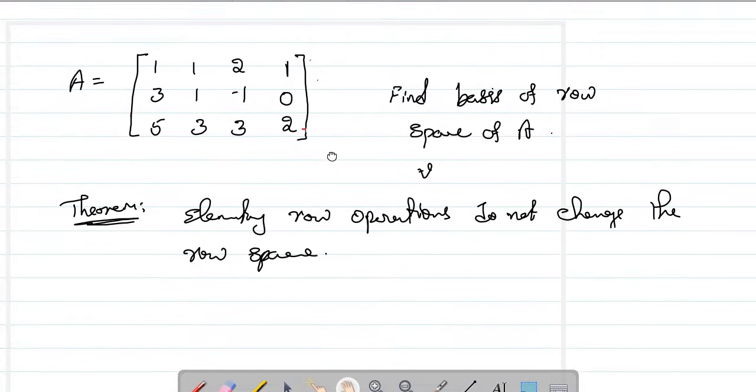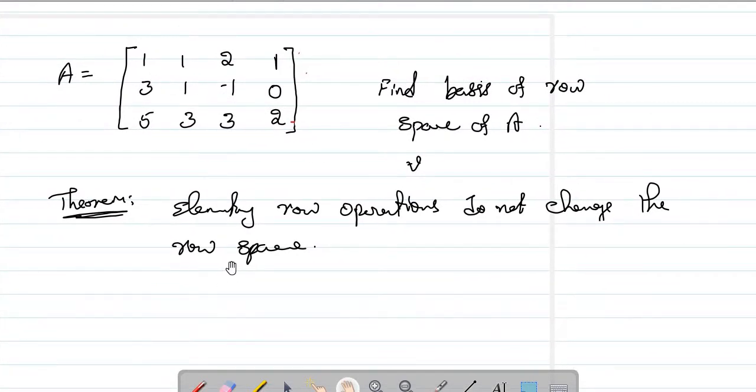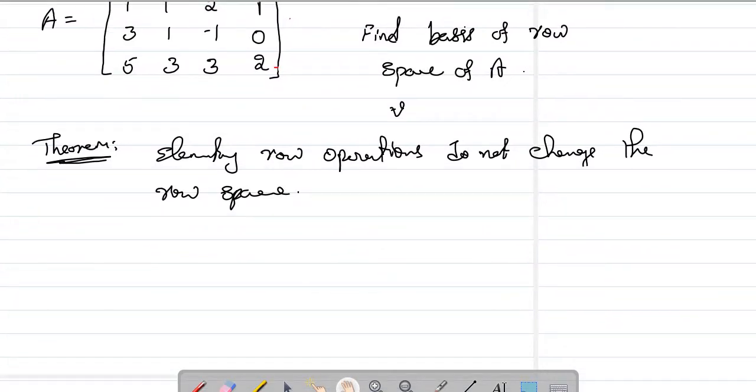Now let's do one thing. Let's try to convert this matrix to a reduced echelon form. Then let's find the basis of the row space of A. Why? Because when you make row operations, the row space remains the same. So let me start doing row operations here.